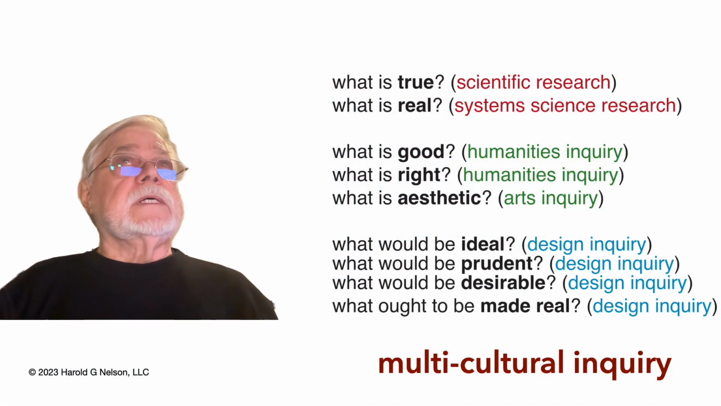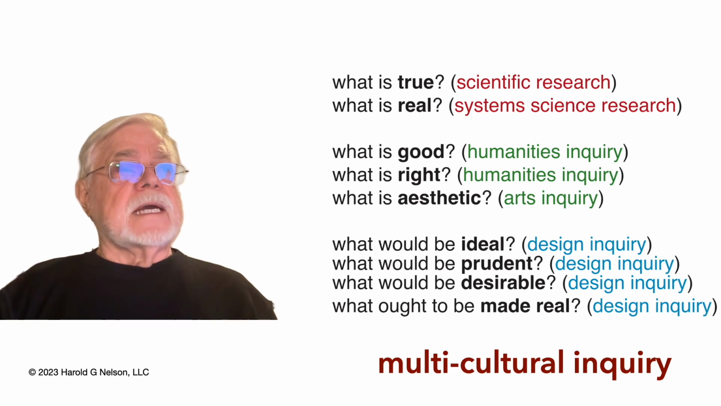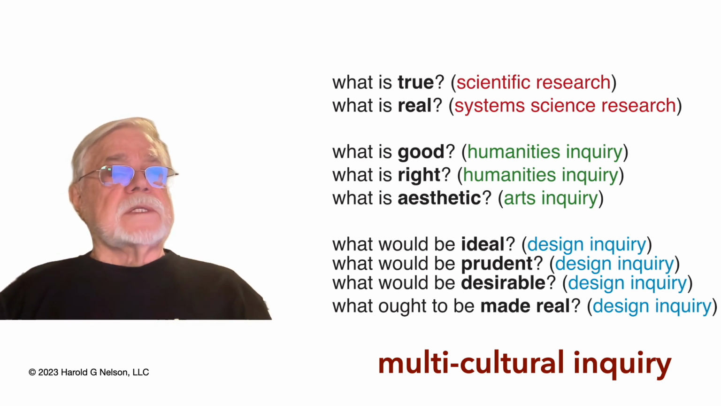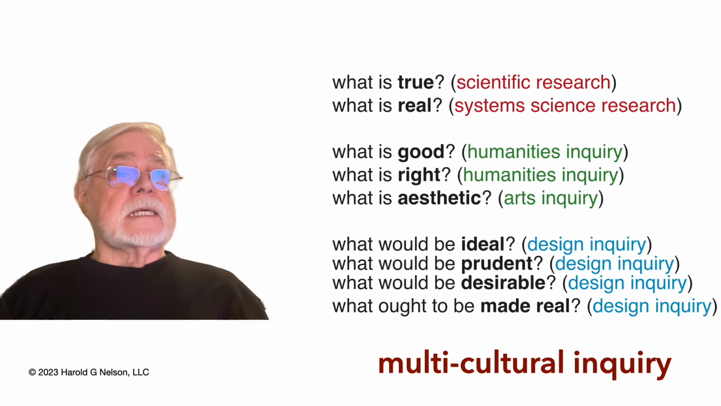So essentially, make the case that design is a multicultural inquiry, so that in design inquiry, what we want to find out is what's true, which is scientific research, what's real, which is more again what systems science does in its research, and what's good, humanities inquiry, what's right, humanities again, what's aesthetic, arts, and what would be ideal, and that's design inquiry, what would be prudent, design inquiry again, what would be desirable, design inquiry, and most importantly, what ought to be made real. Design inquiry again.